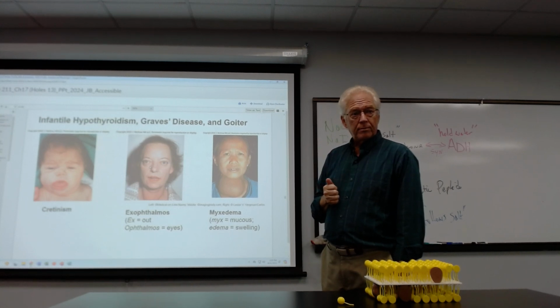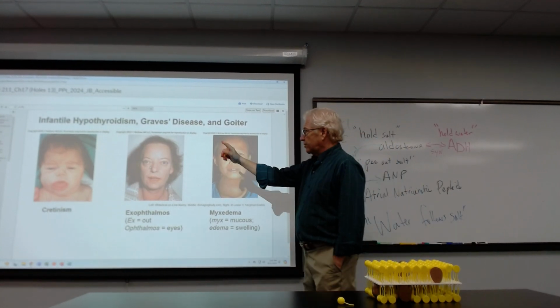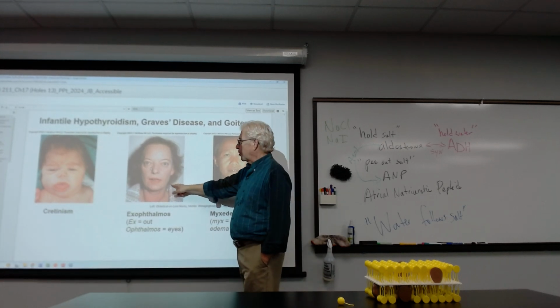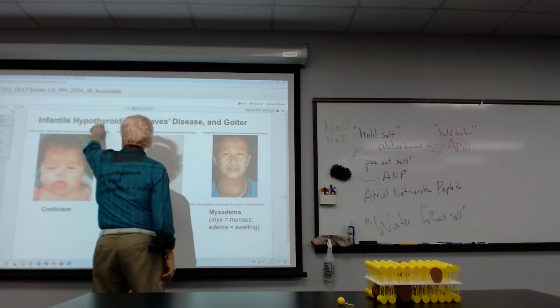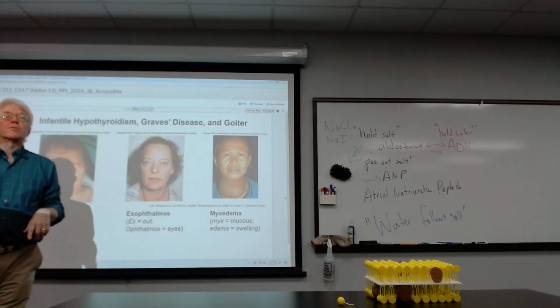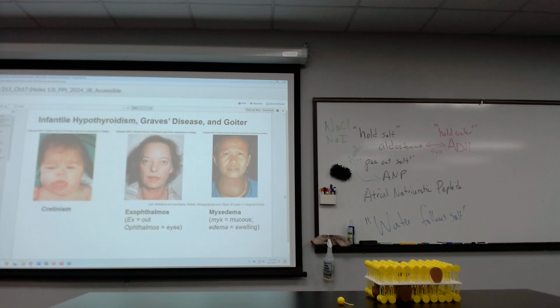So all three of these are from not getting enough iron. No, that's not enough. This is too much. Okay. This is okay. See, that's the infantile, that's the goiter, and this is the Graves' disease, which is too much. You're making too much thyroid hormone, which makes you lose weight and your eyeballs bug out.